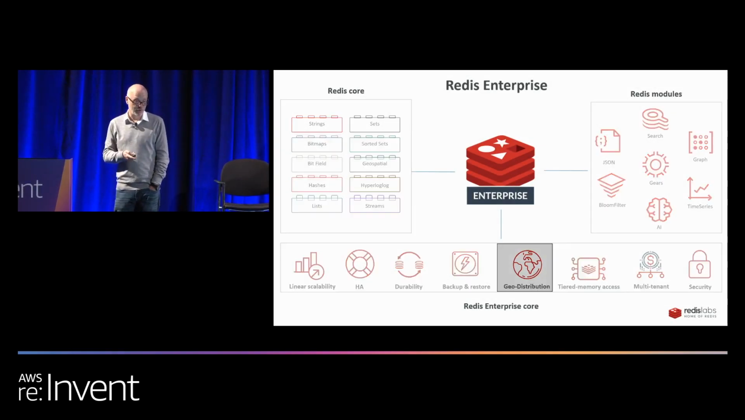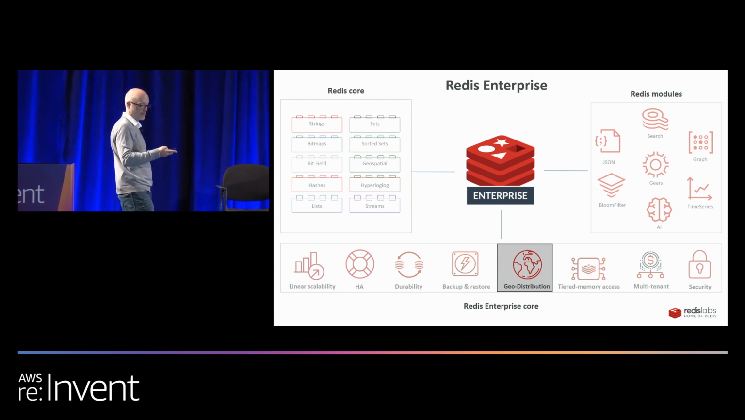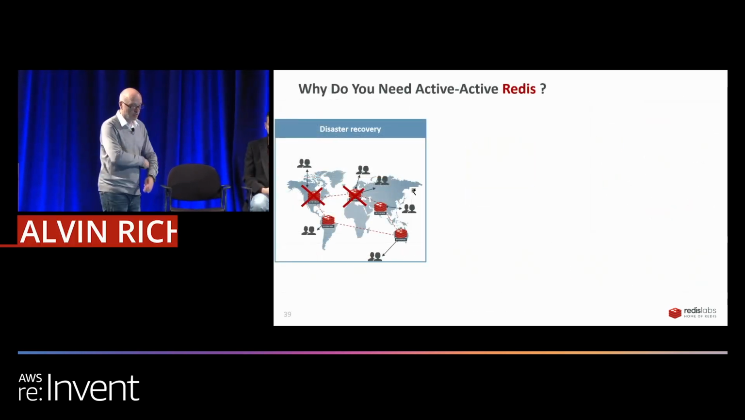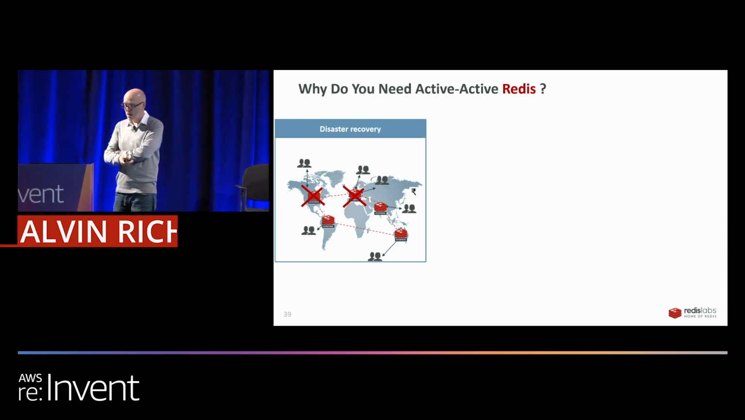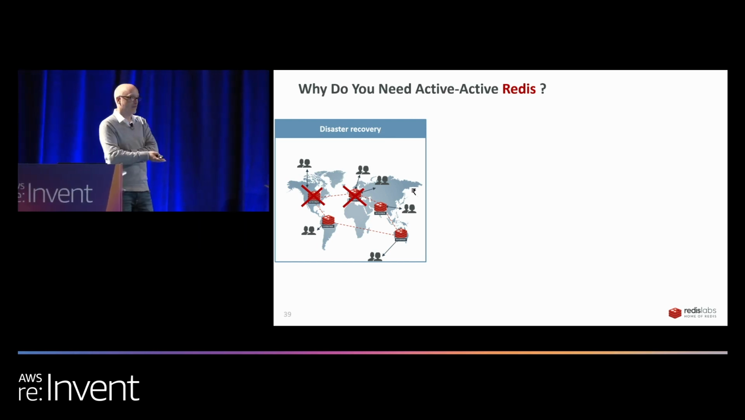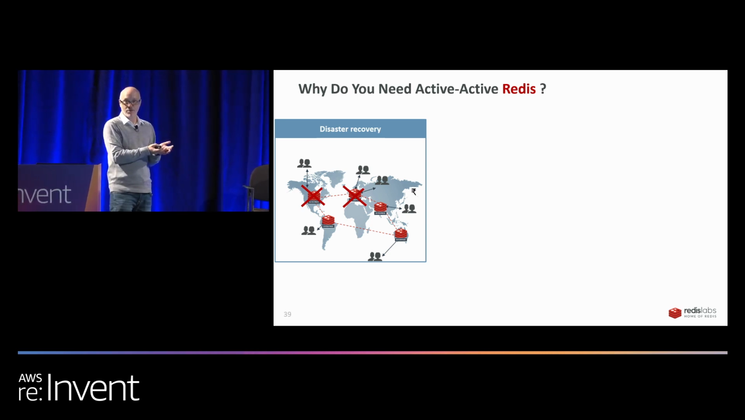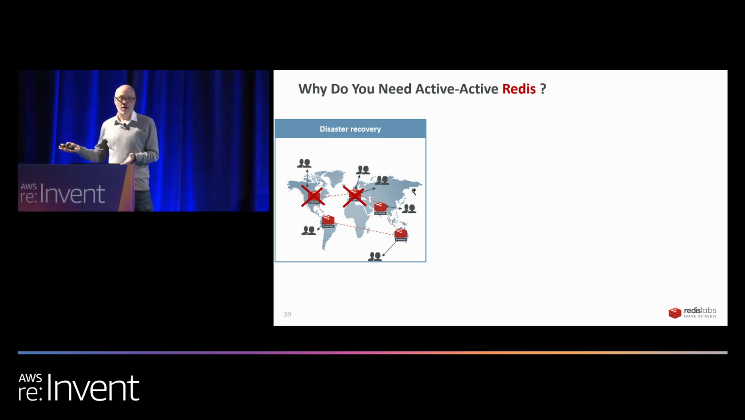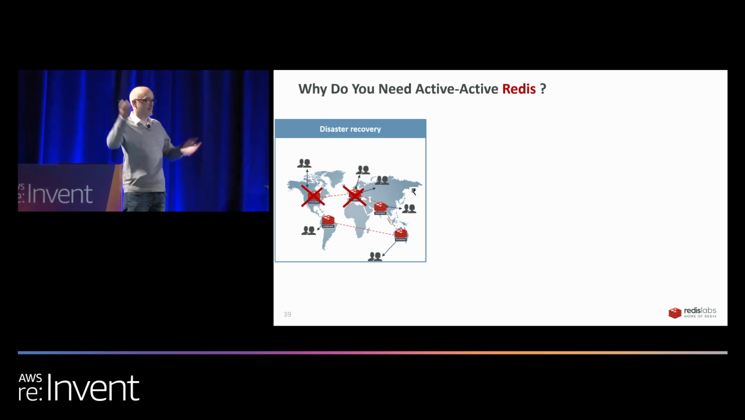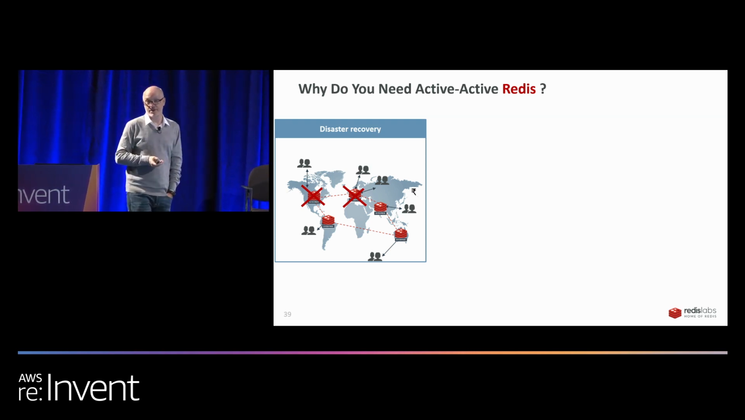So Geo-Distribution. This is one of my favorite features in Redis Enterprise. And so what is the problem we're trying to solve? Well, many of our customers came to us and said, look, we love our data in Redis, but we've got multiple data centers, we've got multiple regions. And what we want to ensure is that if data changes in one of those data centers or one of those regions, that the data is kept synchronized.